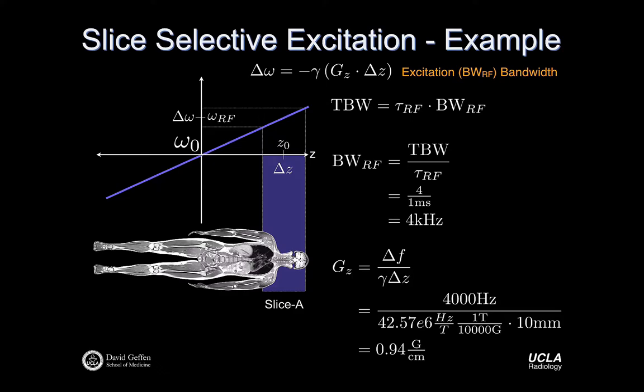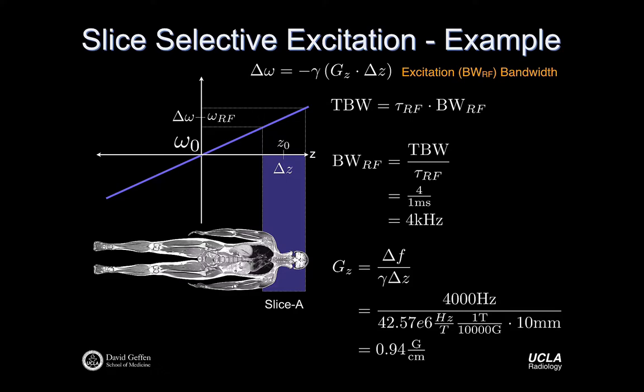And it's relatively straightforward. It's just saying that the range of frequencies in your RF pulse, or the range of frequencies that you want, corresponds to the strength of your gradient times the slice thickness that you're interested in deciding. And so we can turn this equation around in different ways if you want to calculate, say, just the GZ.